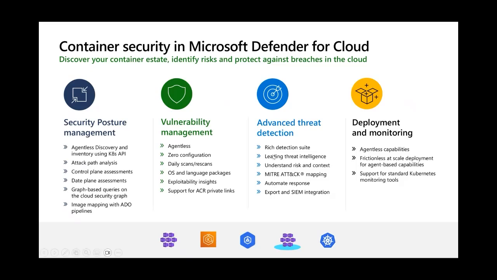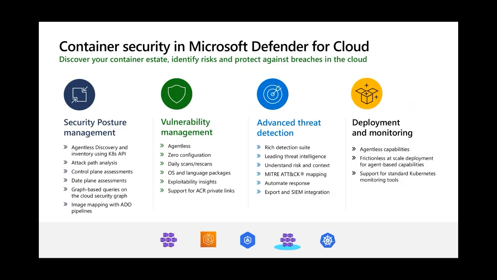The next thing that you'll see we offer is advanced threat detection. And this is where the alerting comes into play. So we do have a rich detection suite here that's leveraging leading threat intelligence from Microsoft Security. And essentially, when we discover any malicious or anomalous activities within your Kubernetes cluster, we're able to trigger an alert in the portal and map that to the MITRE attack chain, and also allow you to respond via Logic Apps or integrate with a SIEM of your choice, such as Microsoft Sentinel.